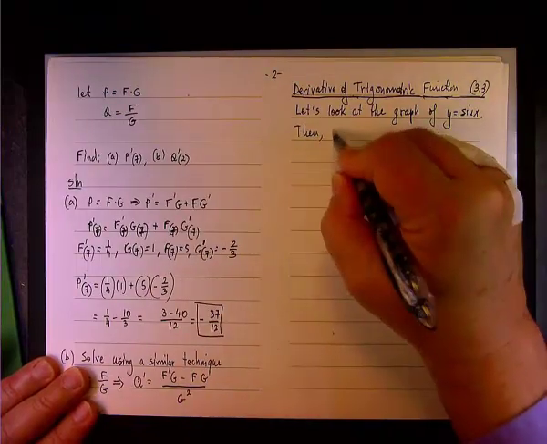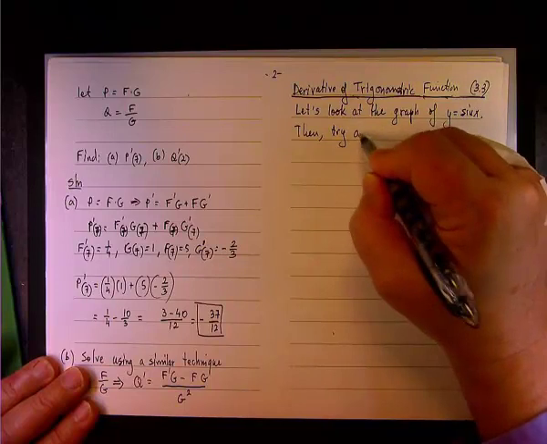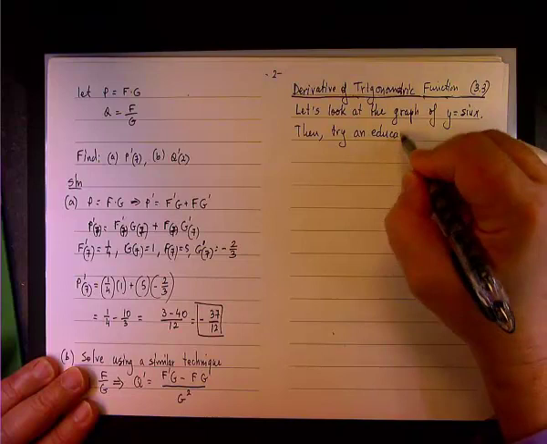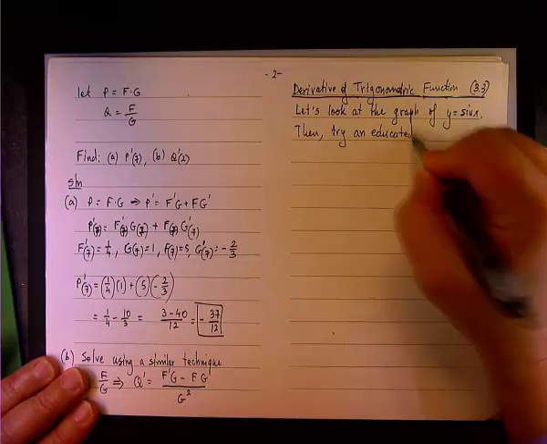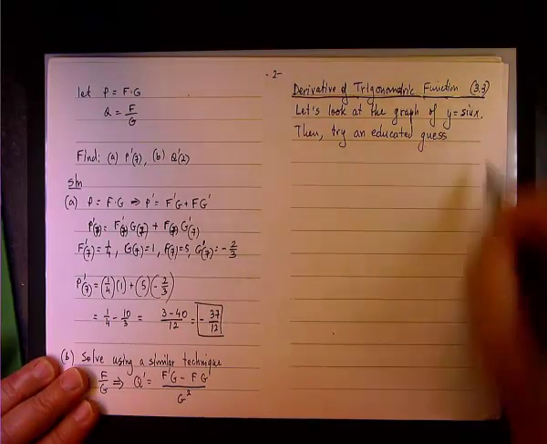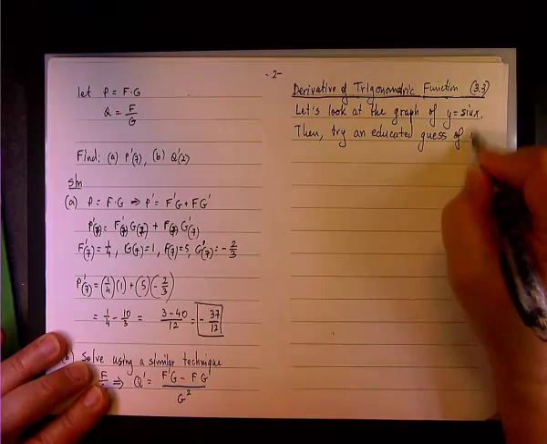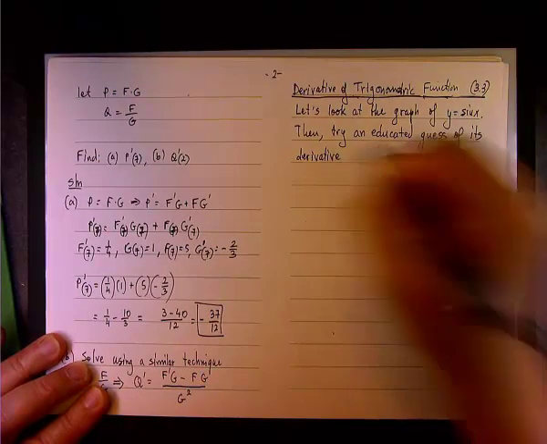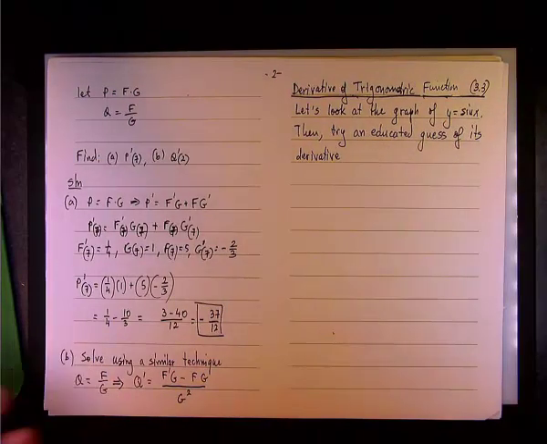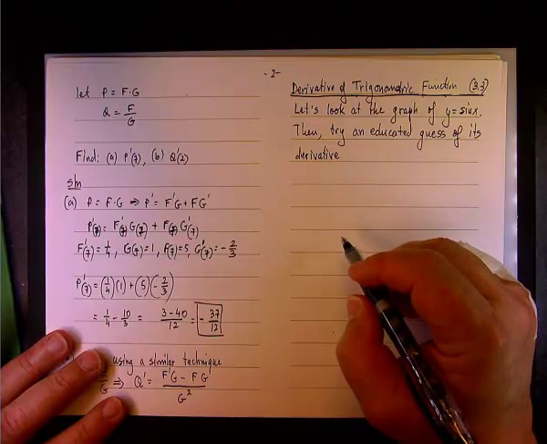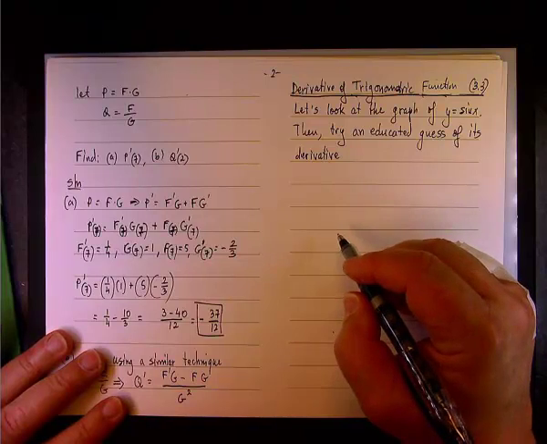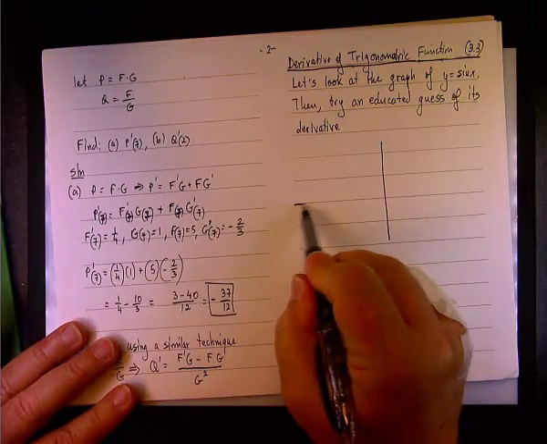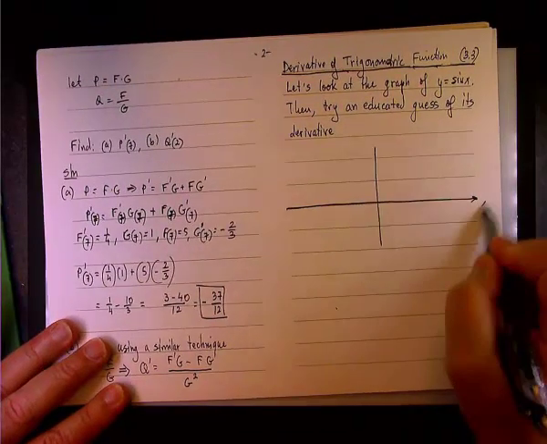Then try an educated guess of its derivative. So I'm gonna do it, let's say, from maybe I'll start with negative pi to positive pi.